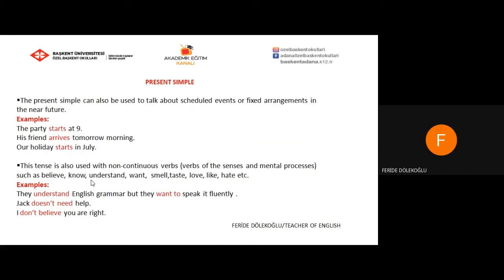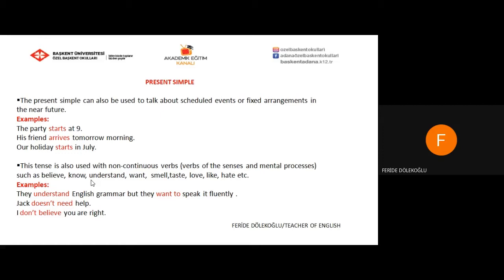The present simple can also be used to talk about scheduled events or fixed arrangements in the near future. In other words, we can use this tense to talk about the near future. The party starts at 9. Here we are talking about a scheduled event.